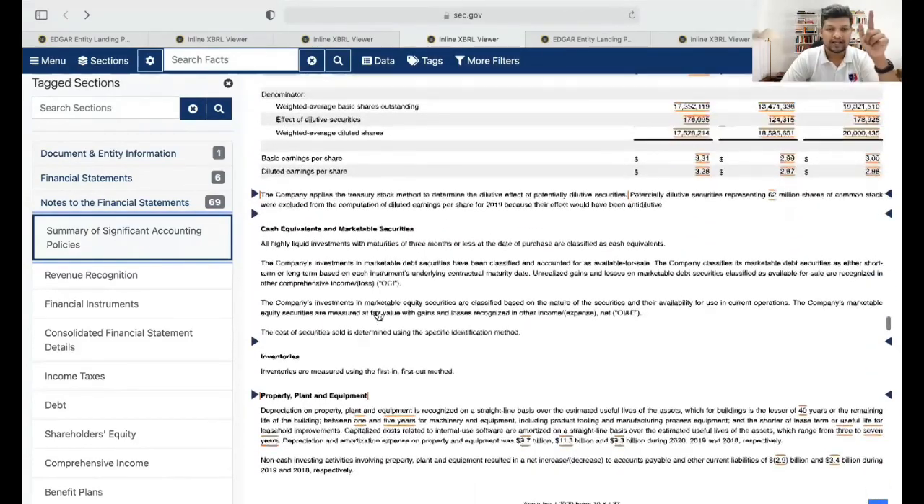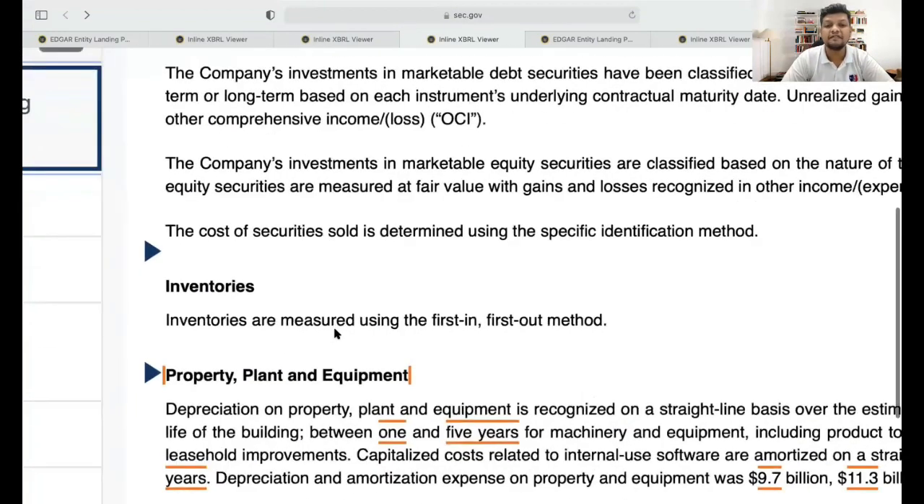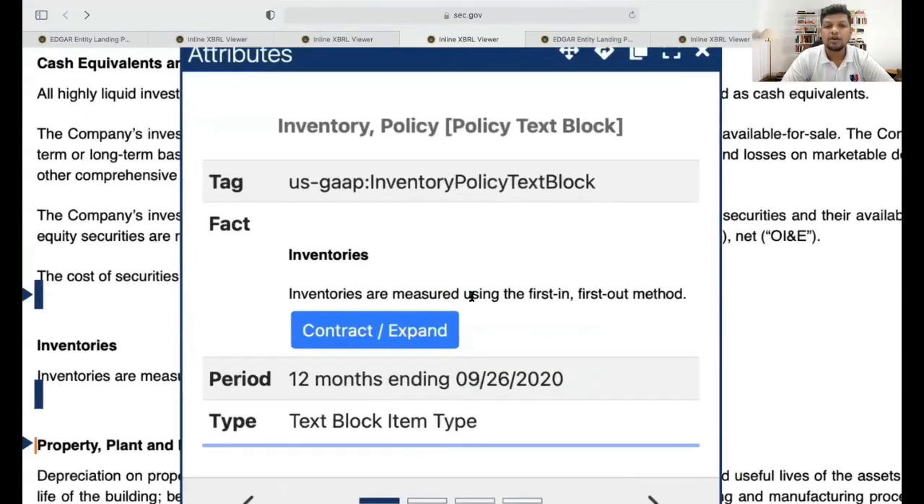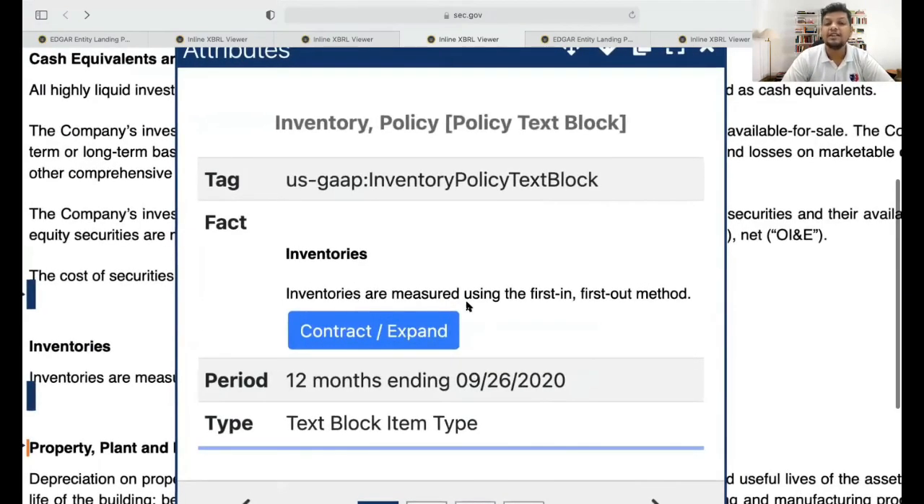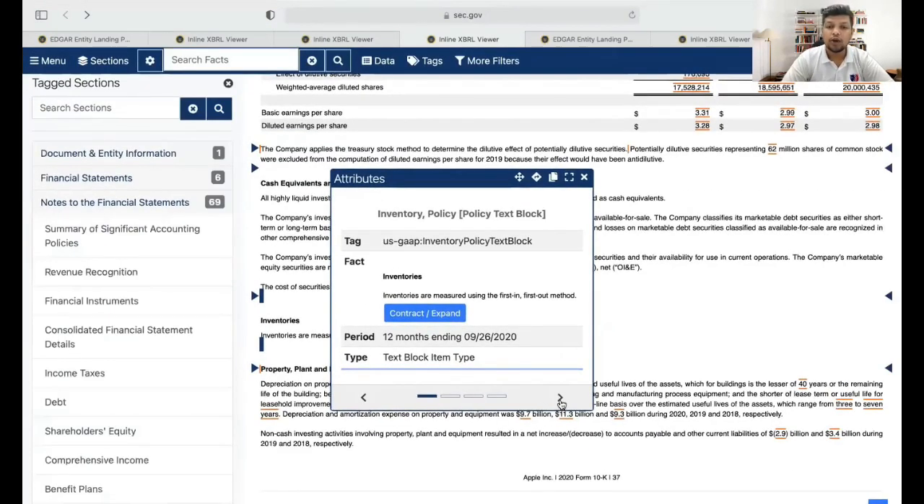So I'm going on the SEC website and inventory. What do you see in inventory? Inventories are measured using FIFO. Do you see that, everyone? Visible? So here, when I go into the details, inventories are measured using the first in, first out method. Is that clear, everyone?